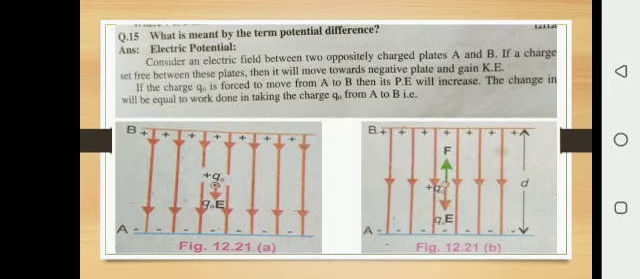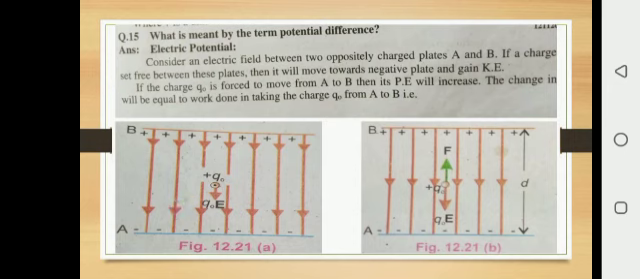Yes, it will move from positive to negative direction because it is positively charged and it is repelled by the positively charged plate, so it will move from plate B towards plate A. While the force experienced by this charge is F is equal to Q naught E. You have learned this formula in first year. F is equal to Q naught E, where Q is charge and E is electric field intensity.